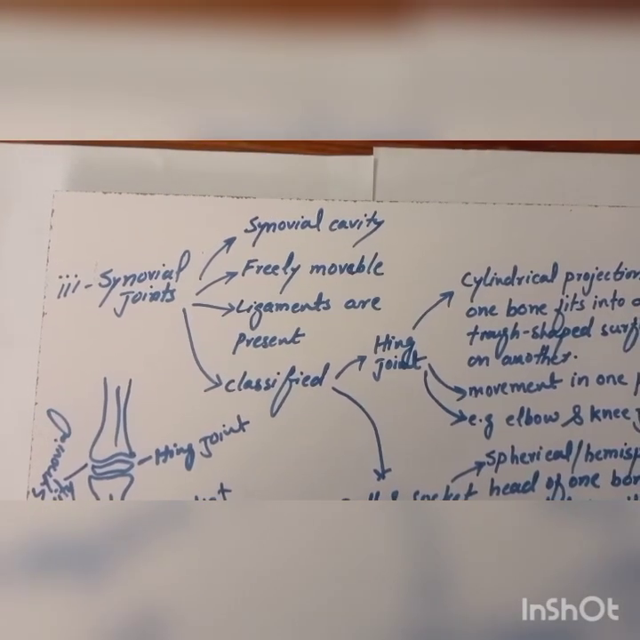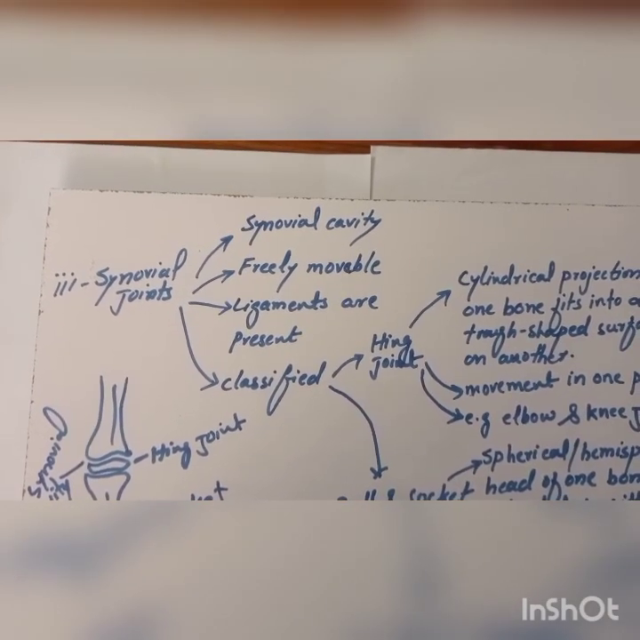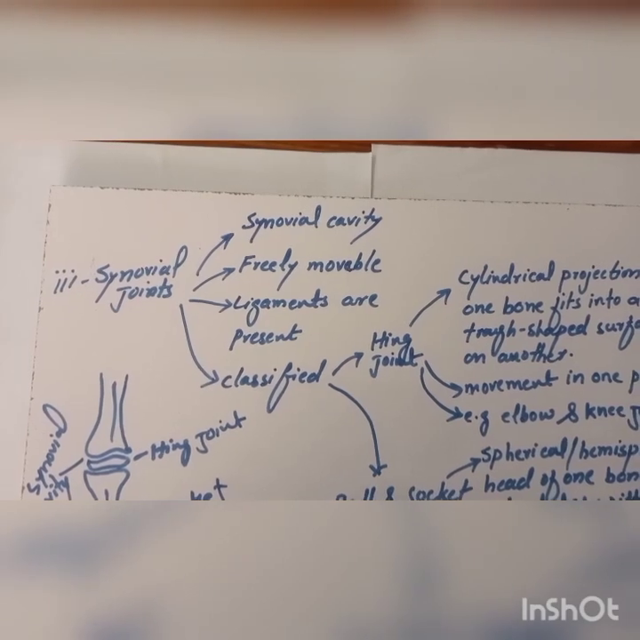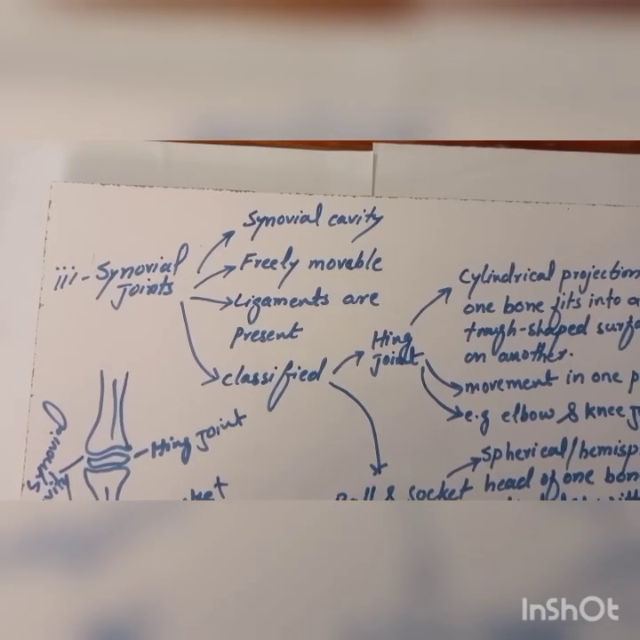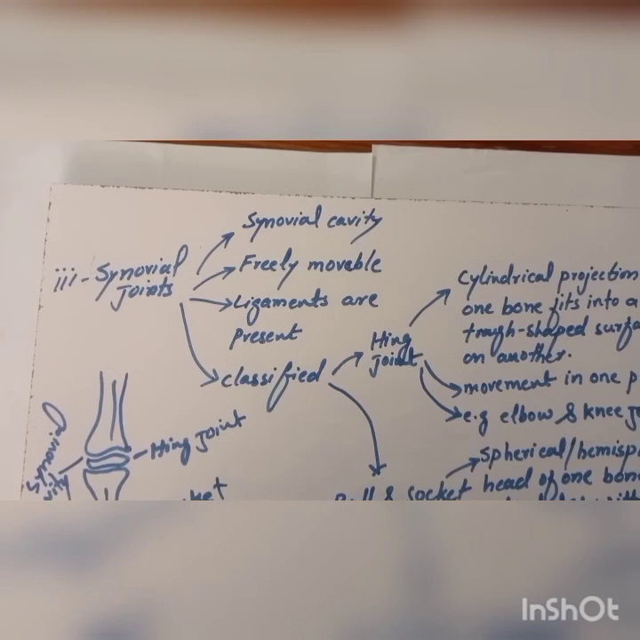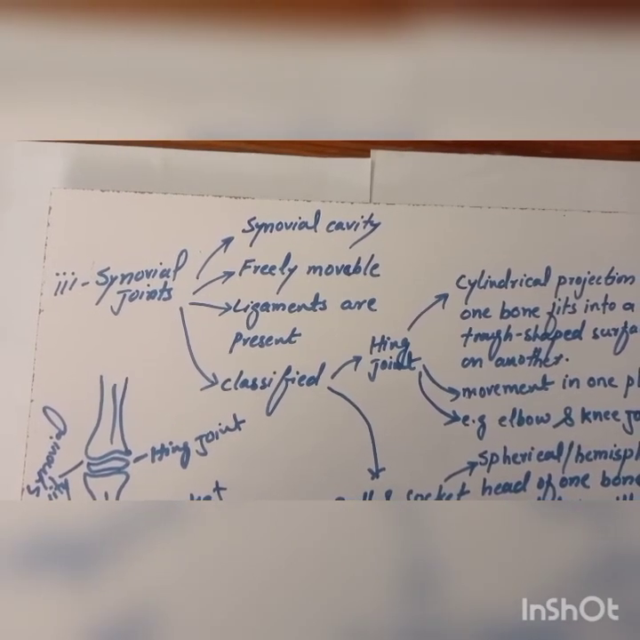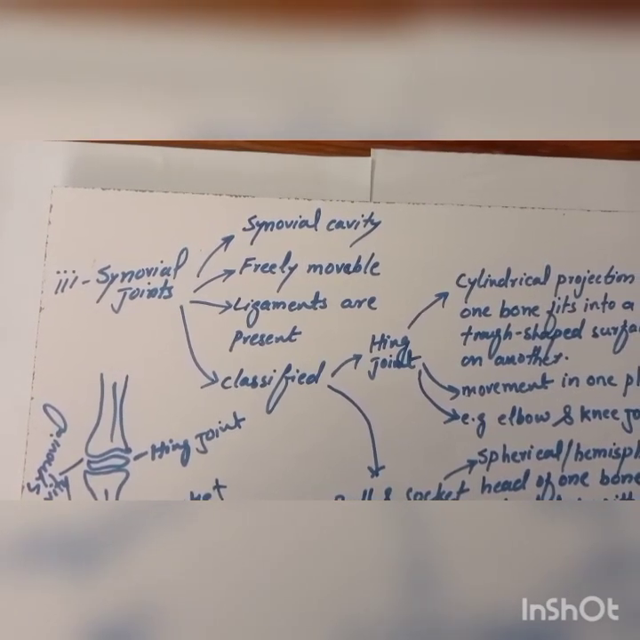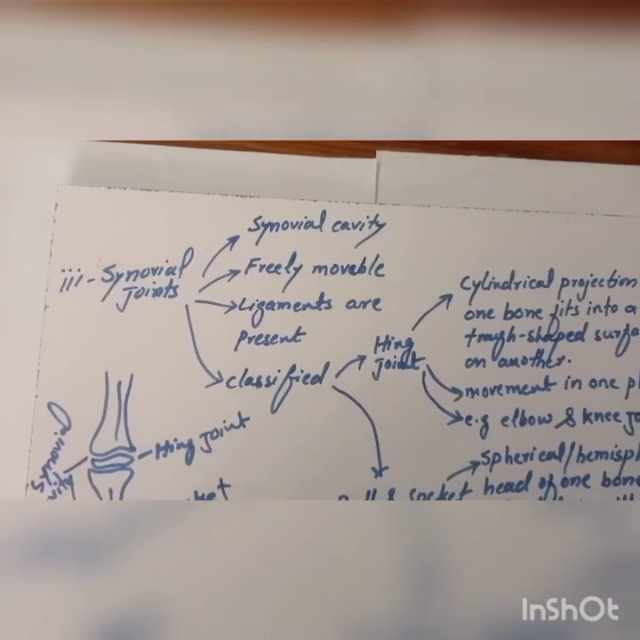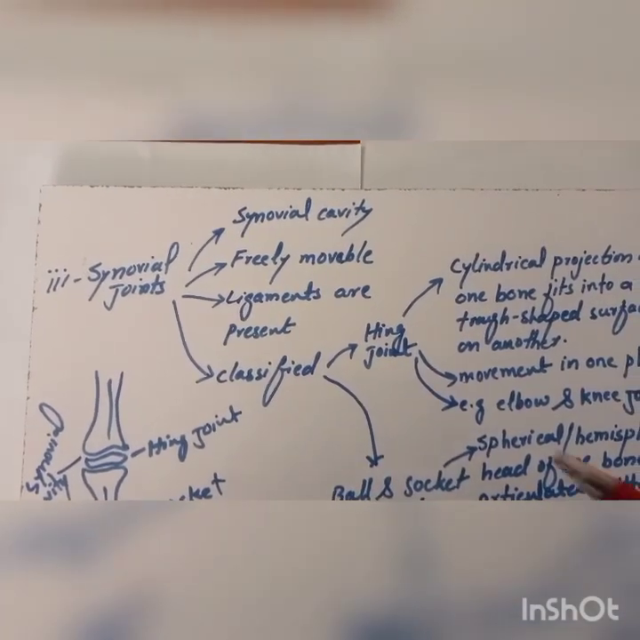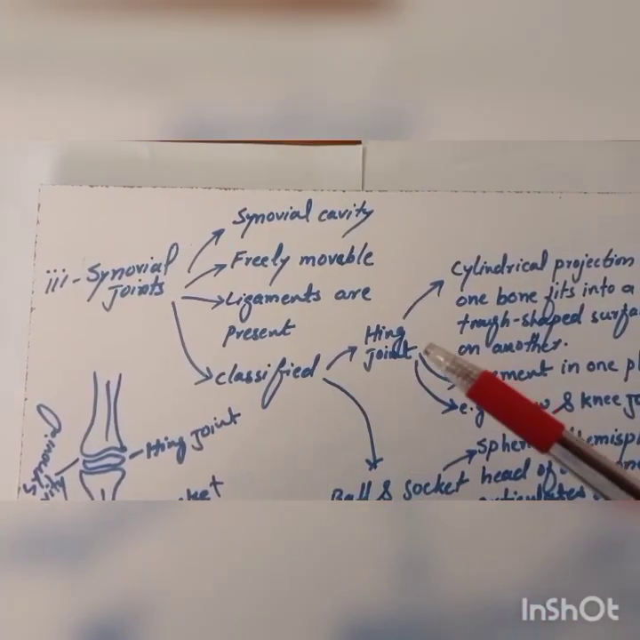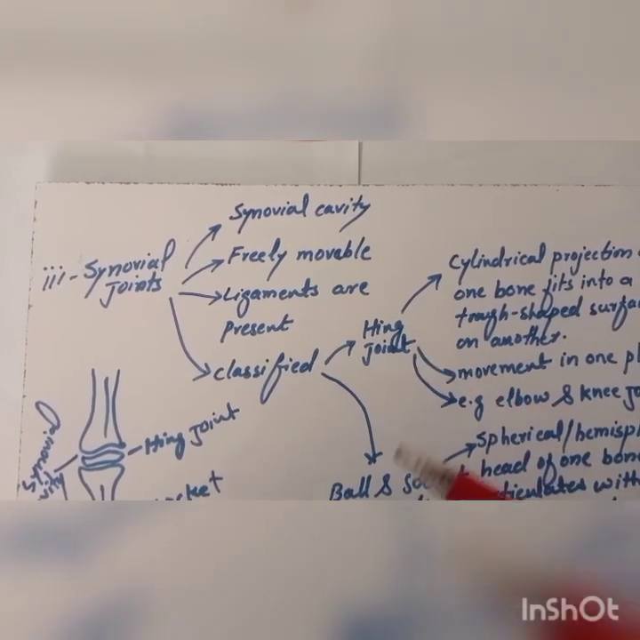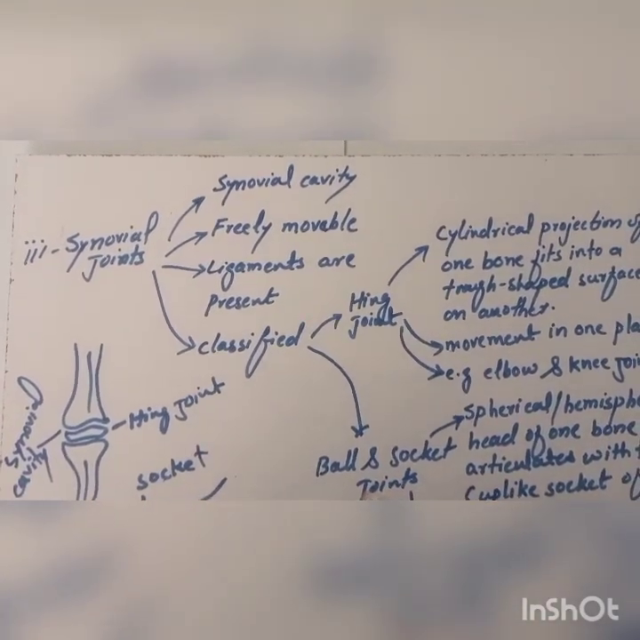Based on the shape of their articular surfaces, the synovial joints have different structural planes, and this structural plane determines the type of movement allowed. Synovial joints can be classified into two types: hinge joints and ball and socket joints.